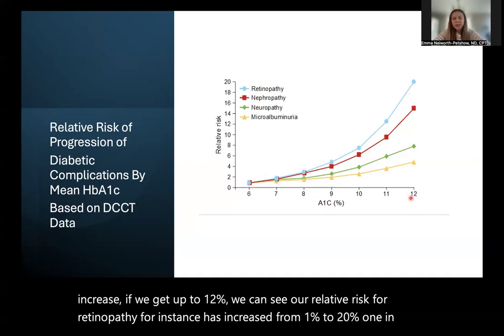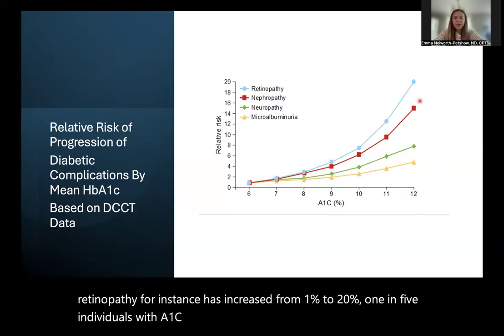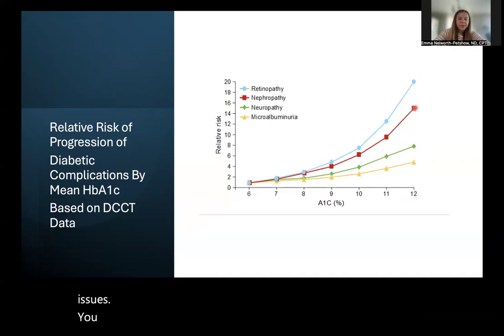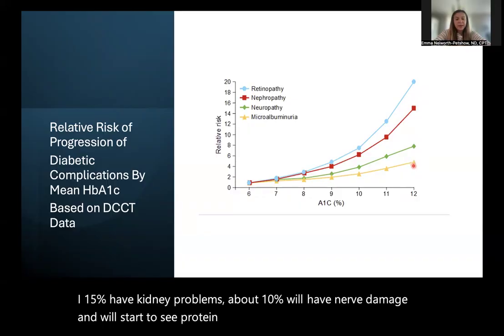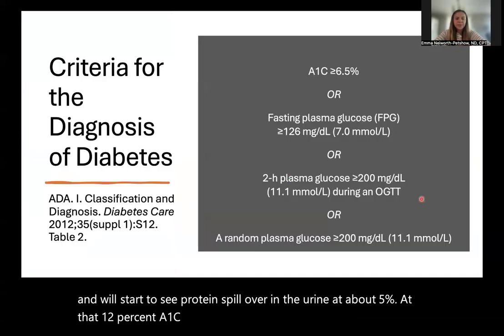1 in 5 individuals with an A1C of 12% or greater will have retinopathy or eye issues. 15% have kidney problems. About 10% will have nerve damage, and we'll start to see protein spillover in the urine at about 5% at that 12% A1C range.